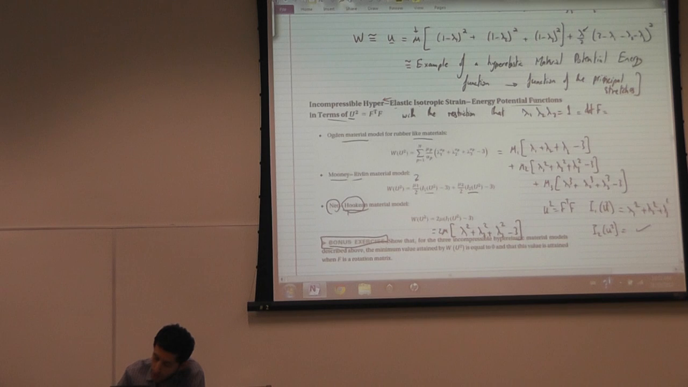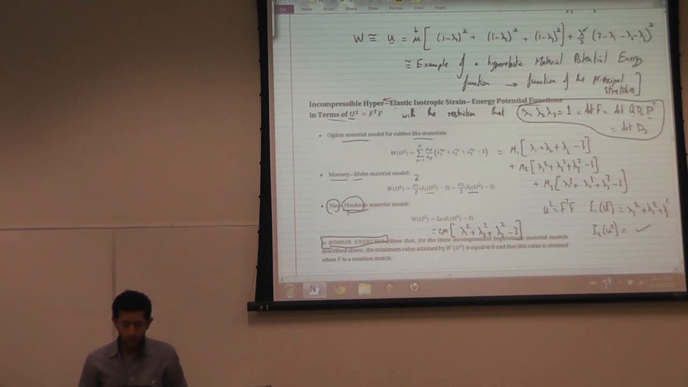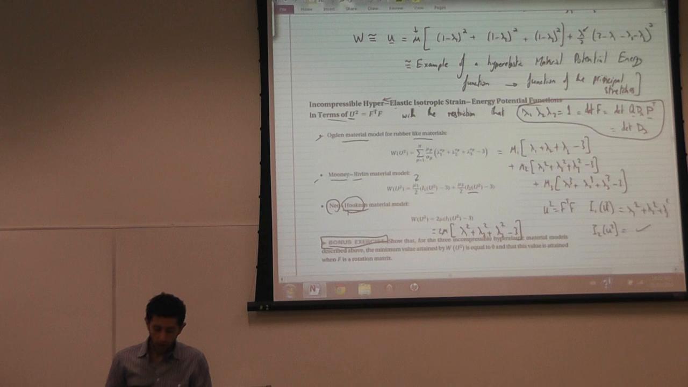because F is equal to Q, the diagonal matrix, or P. These are two rotation matrices, their determinant is 1, so this is the determinant of this diagonal matrix. For incompressible materials, you've got those three forms: Ogden, Mooney-Rivlin, and Neo-Hookean materials.